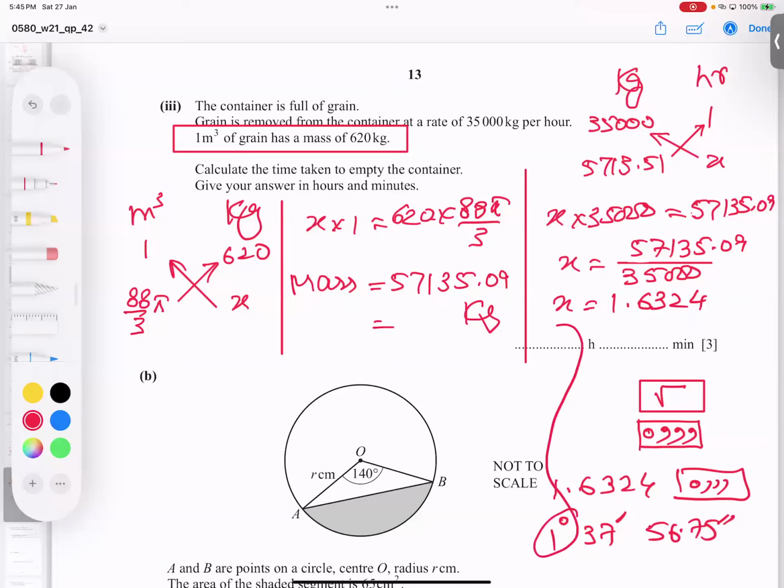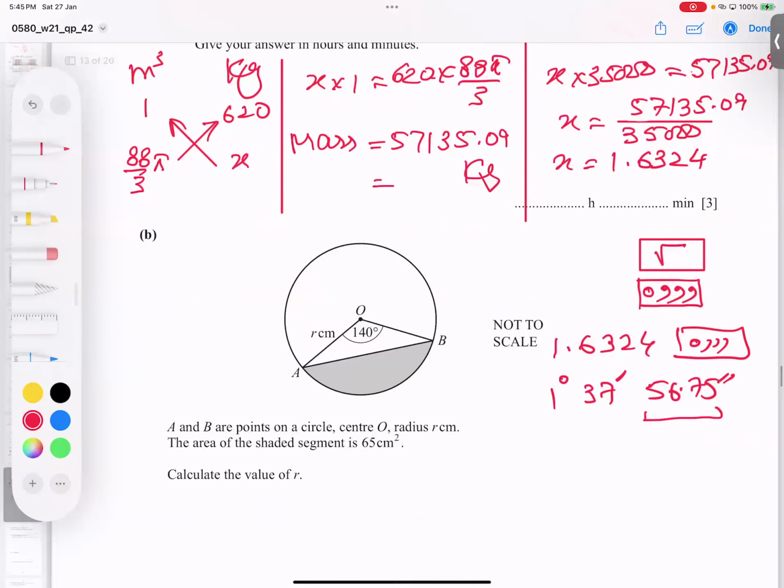So what is this called? Hour, minute, seconds. But seconds are not required. Let me tell you, if this answer is more than 30, I repeat, more than 30, we will add one to it. Why more than 30, sir? Because in 1 hour, we have 60 minutes.